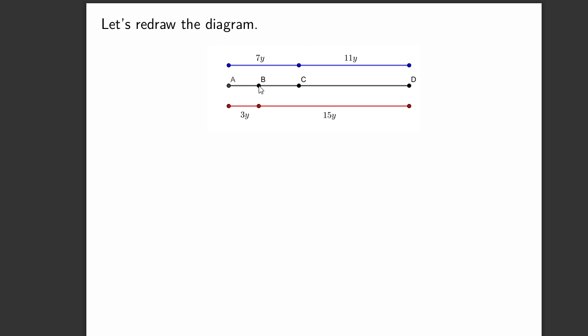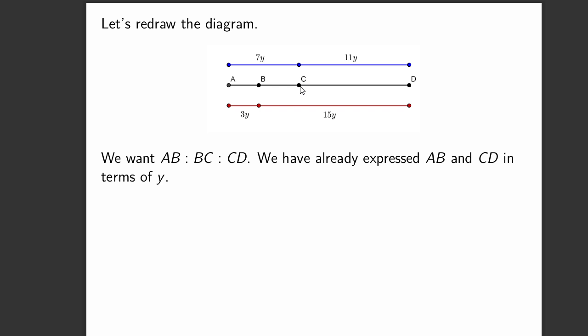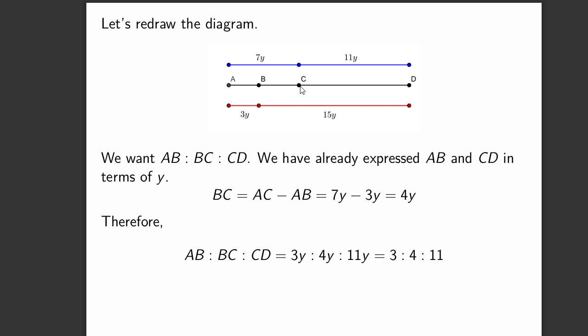Now it is not very difficult for us to find out BC, because BC is AC minus AB, and now both AC and AB are expressed in terms of y. So therefore BC is 7y minus 3y, which is 4y. So now AB to BC to CD is 3y to 4y to 11y, which is 3 to 4 to 11 after cancelling the common multiple y. Again here we have cancelled out the unknown. So that is what I said in the beginning, that the unknown should not bother us. It gets cancelled in the end.